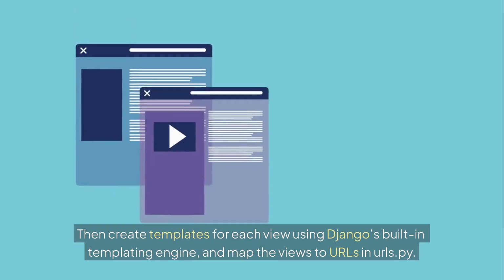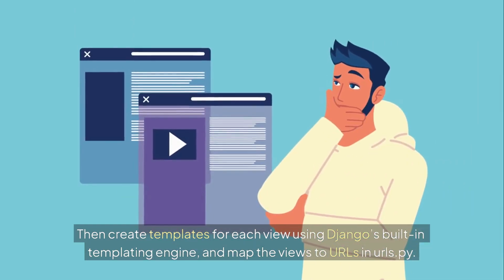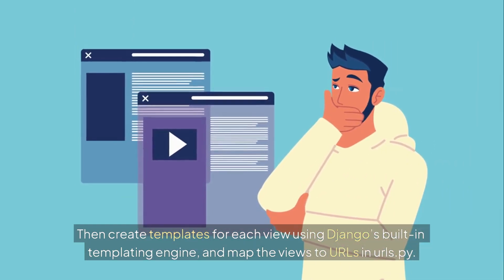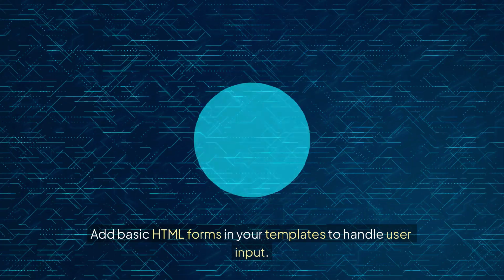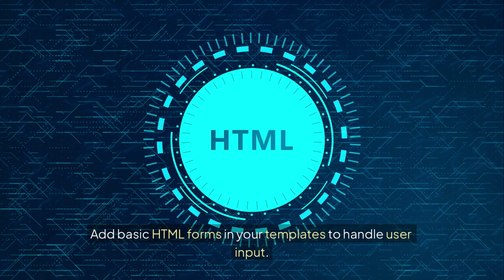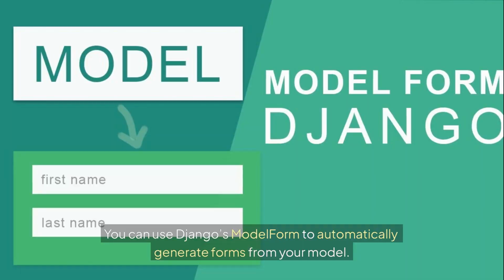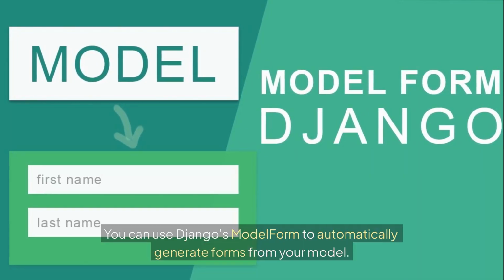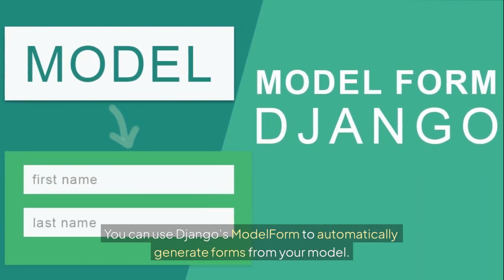Then create templates for each view using Django's built-in templating engine, and map the views to URLs in urls.py. Add basic HTML forms in your templates to handle user input. You can use Django's ModelForm to automatically generate forms from your model.